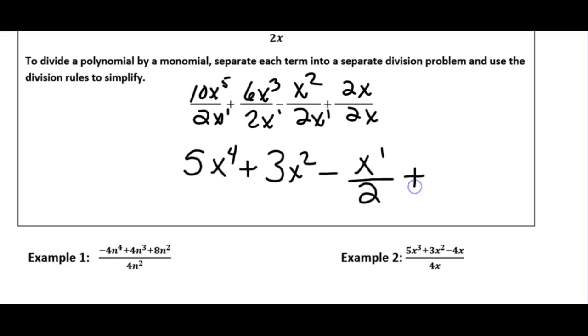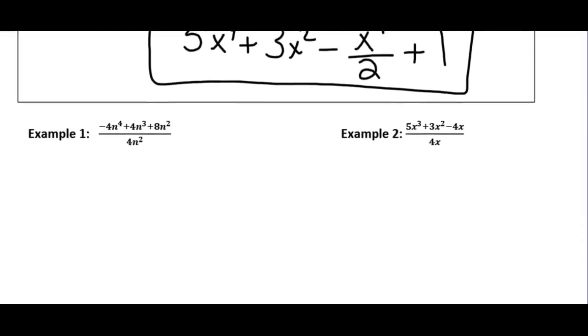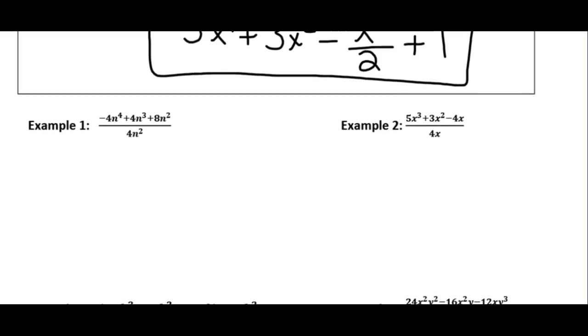And then plus our x's, we have 1 on top, 1 on the bottom, so they cancel out, and then 2 divided by 2 is 1. So that would be our answer. So that's how we handle dividing a polynomial by a monomial. We just break it down.